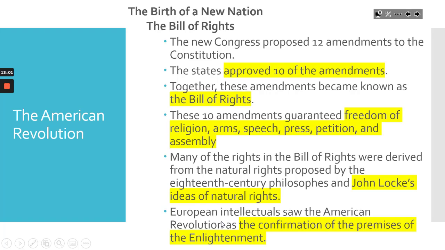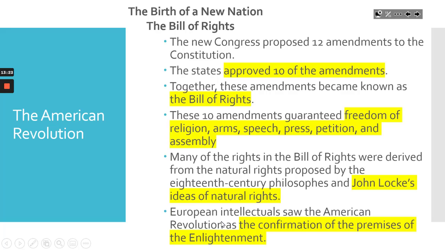The Bill of Rights guarantees freedoms of religion, arms, speech, press, petition, and assembly. And that's just the first one. There's a lot more, okay? There's a lot more, but the Bill of Rights is the first 10. And that's the First Amendment, okay? You should know all 10.